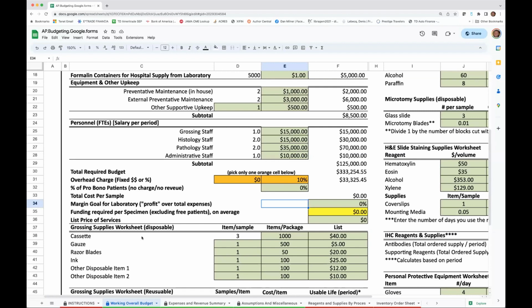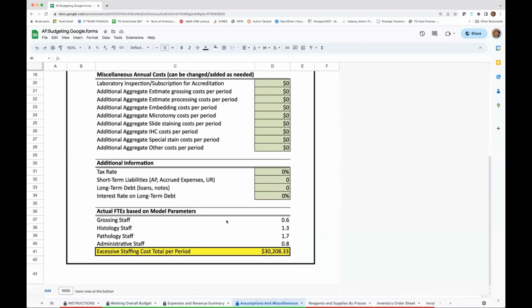You have 2 pathology staff, but are you using them too much, too little? You can actually come over here to assumptions and miscellaneous and scroll down to the bottom, and you get the actual FTEs based on the model. So we said you need 1 grossing staff, but in fact, the volume that your lab is doing only needs 60% of a grossing staff, but you can't hire 60% of a person, right? That's very difficult to do.